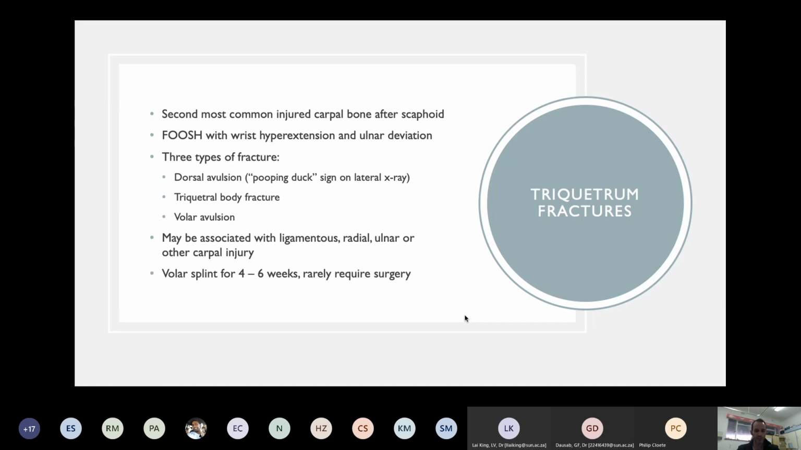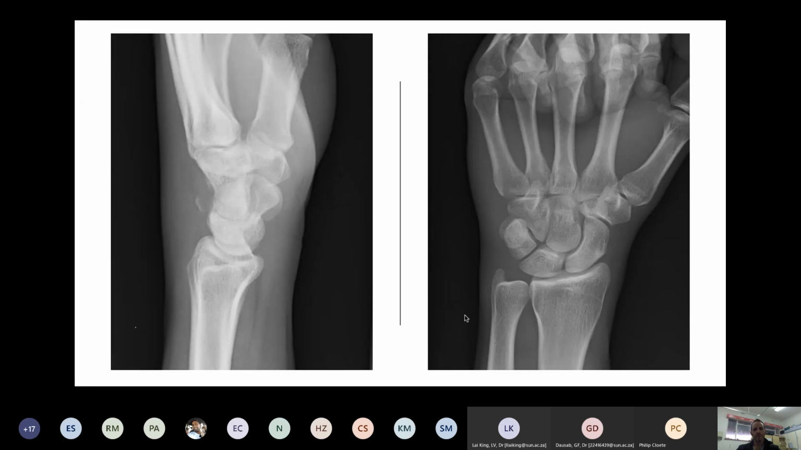In most cases, management is quite conservative, so a volar splint for 4 to 6 weeks. If there's persistent pain or ligamentous instability, these usually require surgery. So you can see AP and lateral views of the wrist.